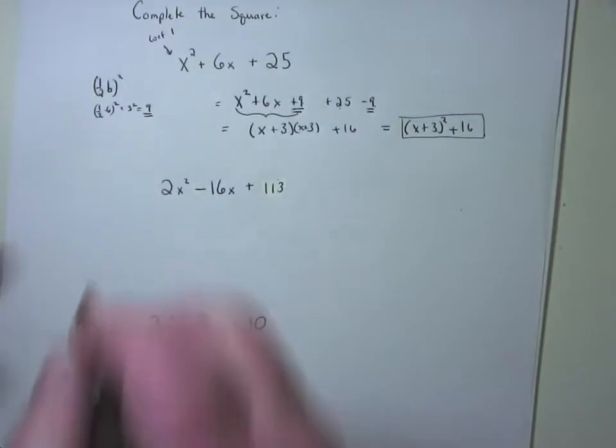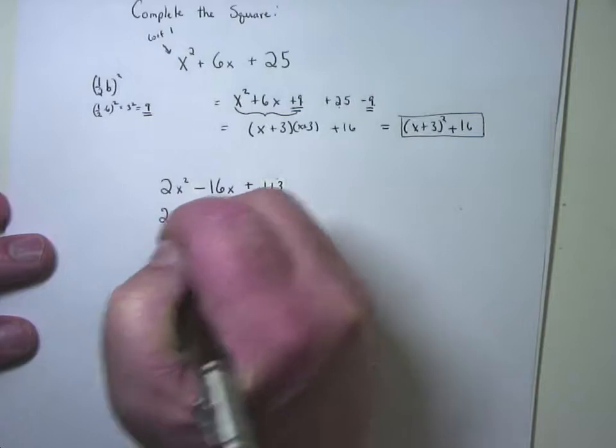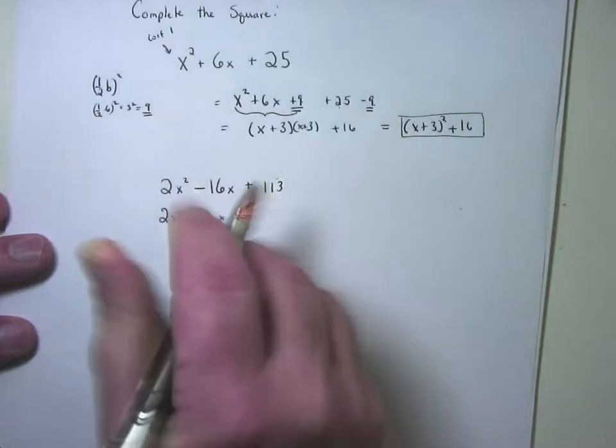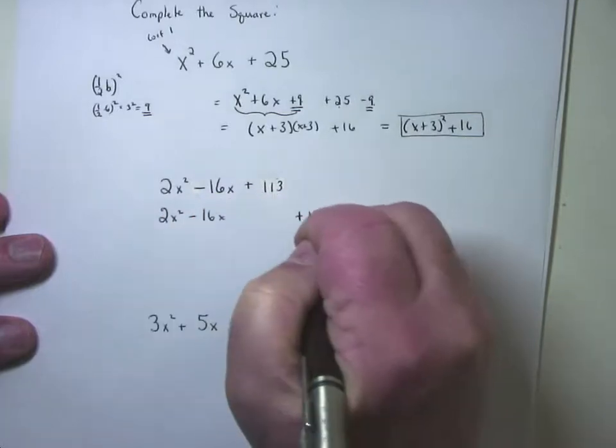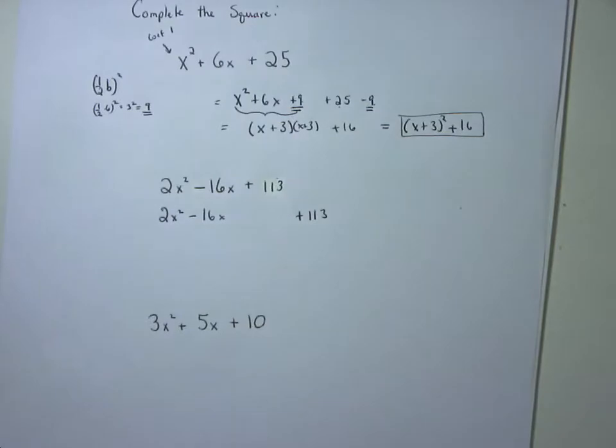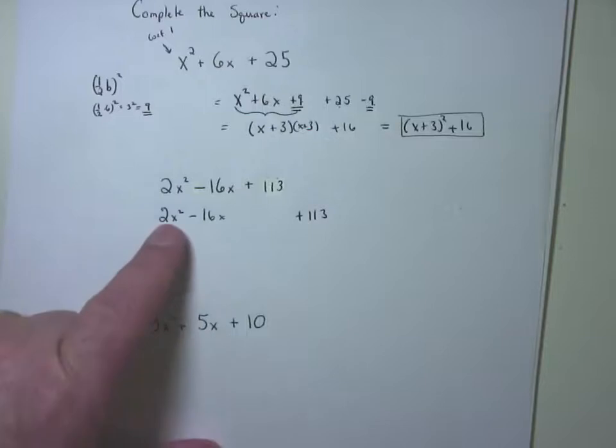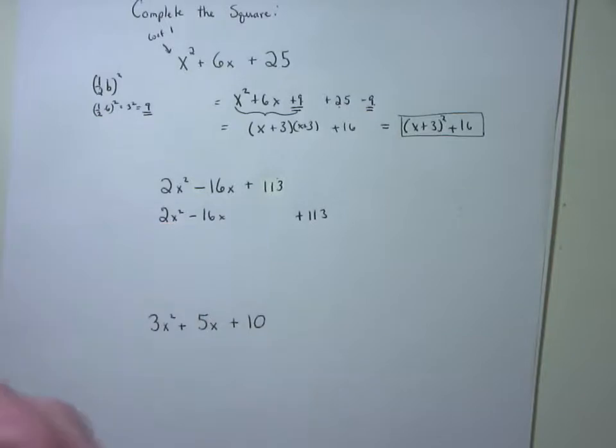First thing you want to do, again, is group together the x terms, 2x squared minus 16x, leave a little space, and push your constant, plus 13, out towards the back. Your focus is on the x's. But I need the coefficient in front of the x squared to be a 1. Well, most people say, why don't you just divide everything by 2? That works great if what you do to one side of an equation you do to the other. The problem is you have to have an equation to do that. We don't have an equation. This is just an expression.